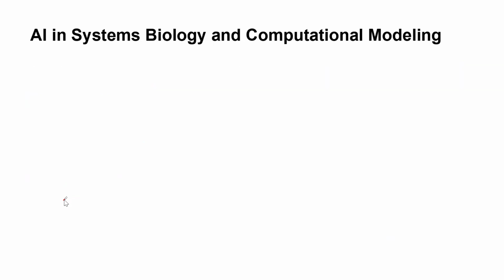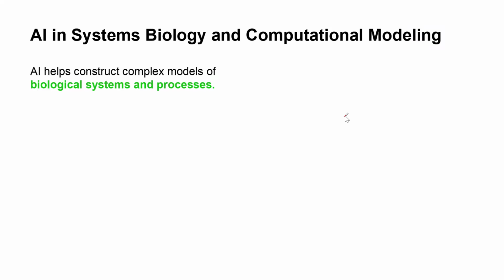So at the same time, AI can also be applied in systems biology and computational modeling. AI helps to construct complex models of biological systems and processes. So with AI, you can construct complex models of biological systems and processes.